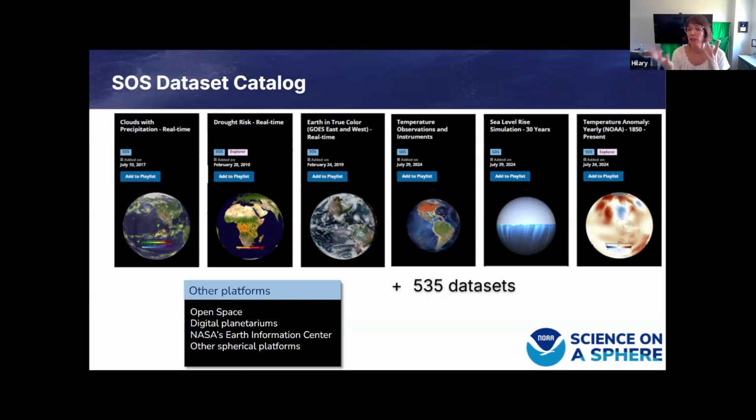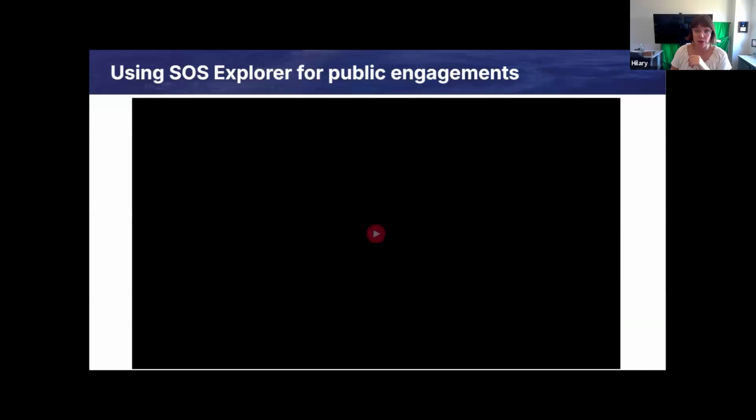In addition to the 180 or more SOS international installations that are currently up and working, as well as SOS Explorer, we also serve up free data to other platforms, including OpenSpace, digital planetariums, NASA's Earth Information Center, and other spherical platforms. And there are actually quite a few.